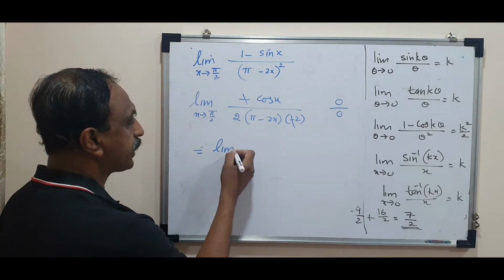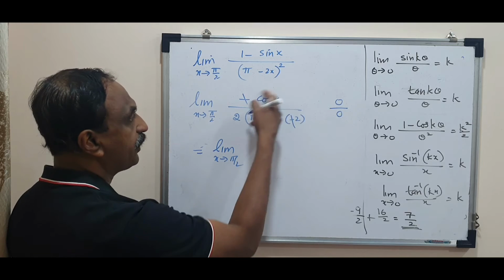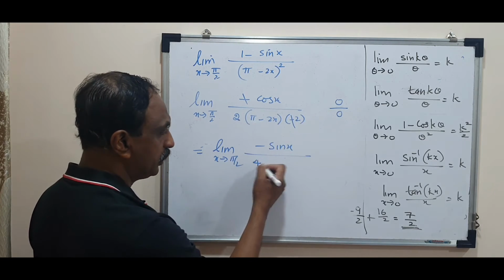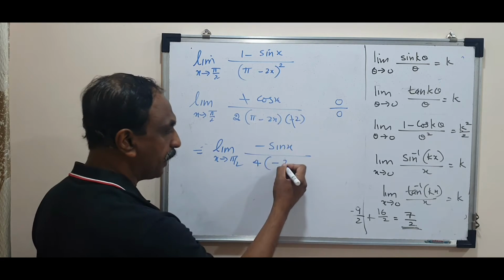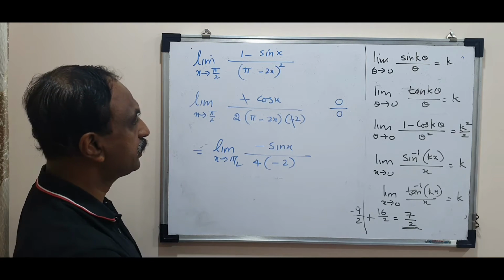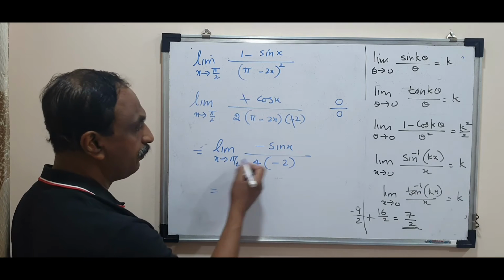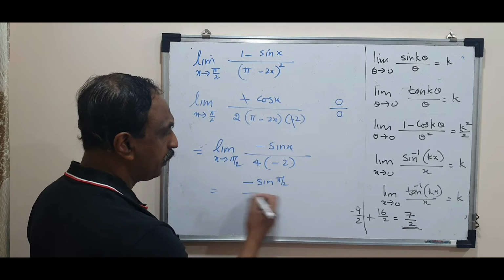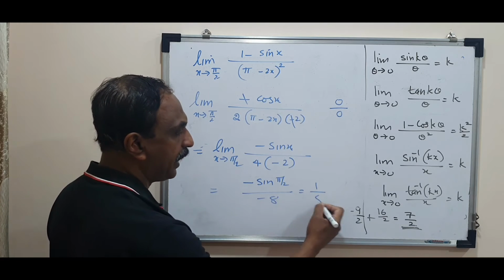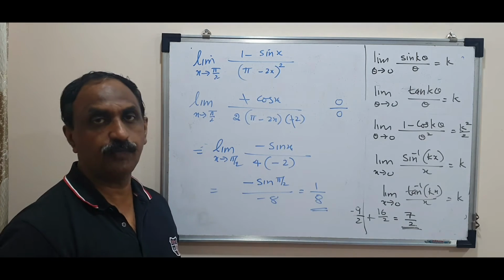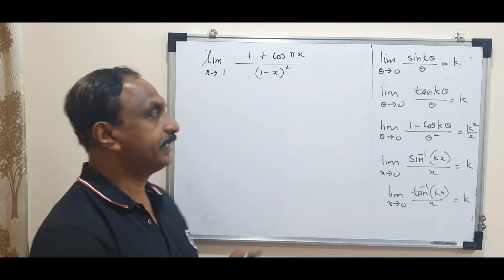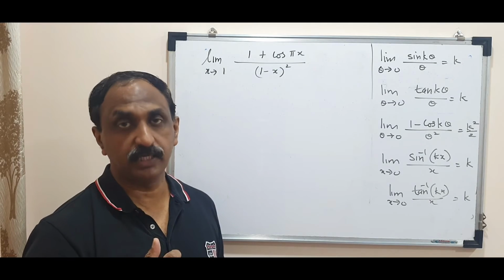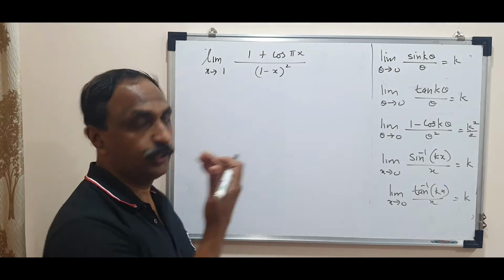So this became limit x tending to pi by 2, the derivative of cos x is minus sin x, 2 into 2, 4. The derivative of pi minus 2x is minus 2. So when you replace x by pi by 2, it becomes minus sin pi by 2 upon minus 8. That is 1 by 8 becomes your answer. This method also we can apply. By now you must have got the idea that if there is a square in the denominator, the derivative method will have to be applied 2 times. So either this also you can do, or substitution.